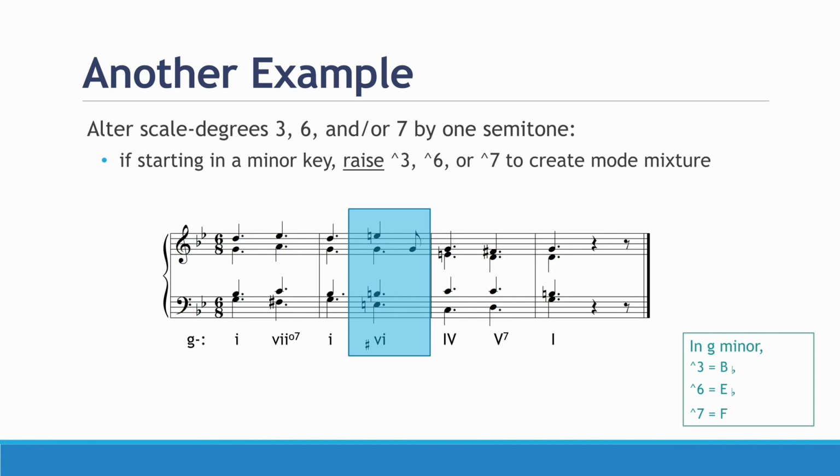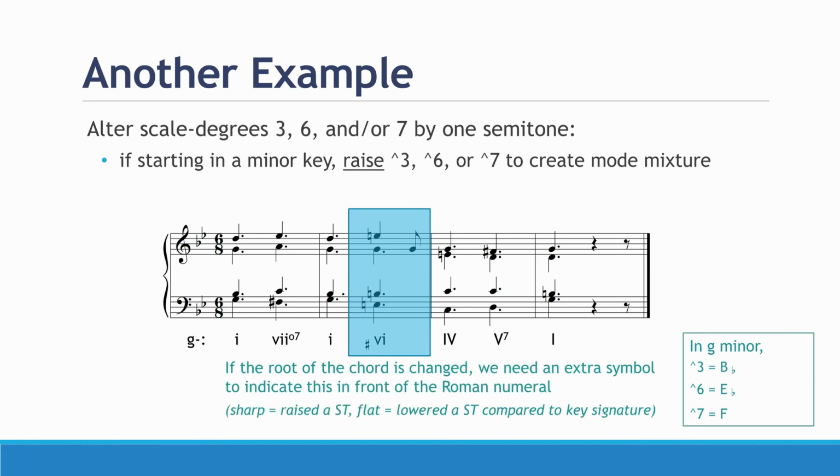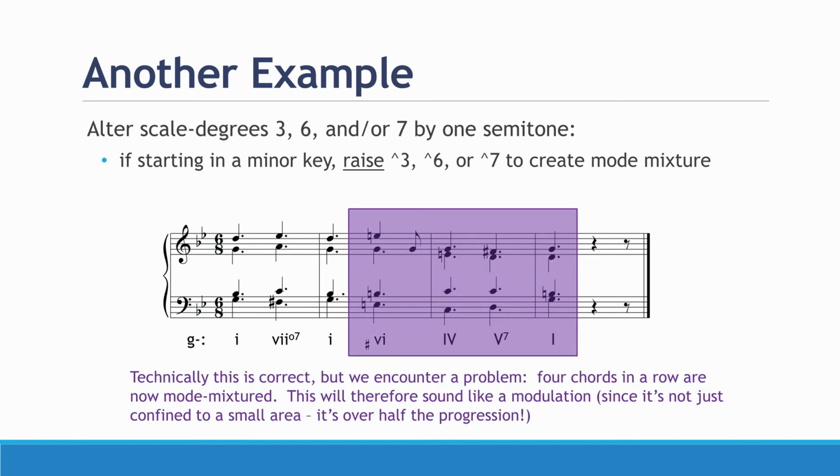First of all, we need to make sure that we adjust the Roman numeral accordingly. Like I mentioned earlier, if the root of the chord is changed, we need an extra symbol to indicate this that goes in front of your Roman numeral. That's why I have the sharp beside my 6th chord. This tells me that I've raised the root of the chord a semitone compared to where it would normally sit in this key.